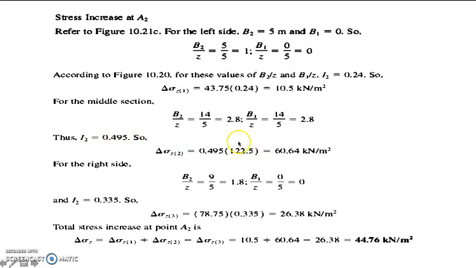And multiply that one by 122.5, because the height of the embankment is 7 times the unit weight of the embankment, which is 17.5. We get 122.5, which is our q times I sub 2, 60.64. That is now the stress on the middle portion section.